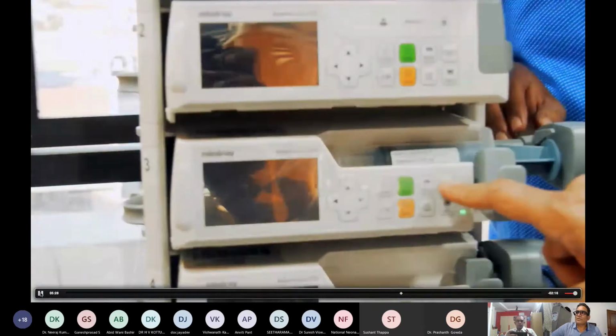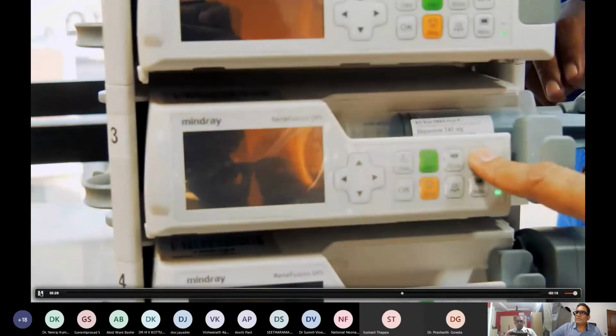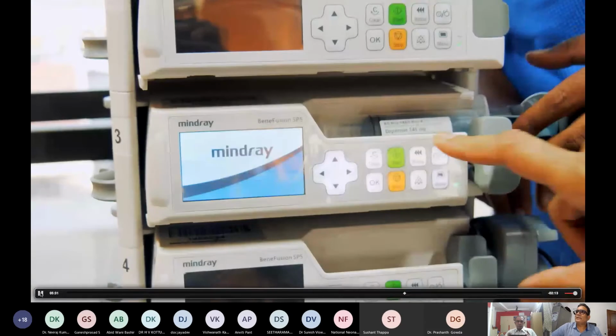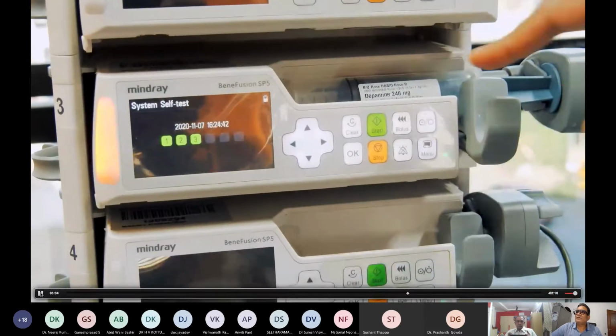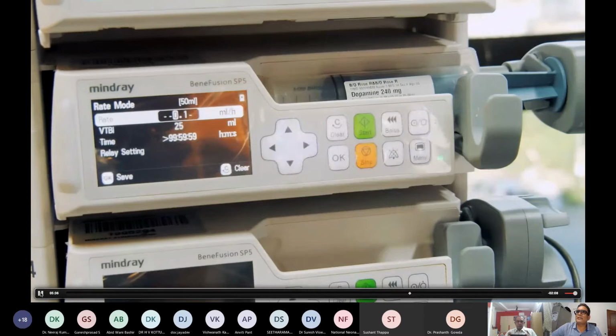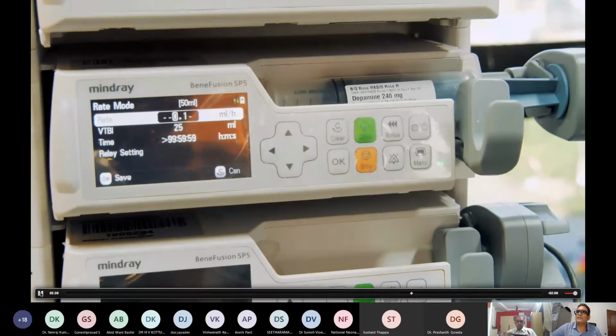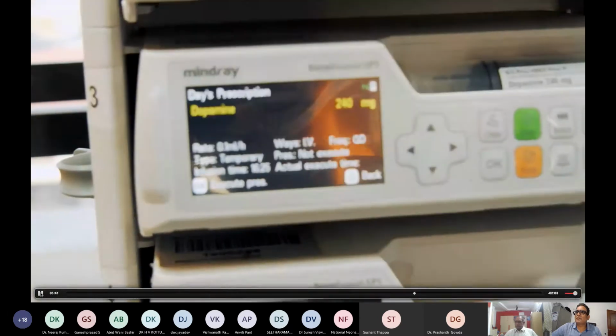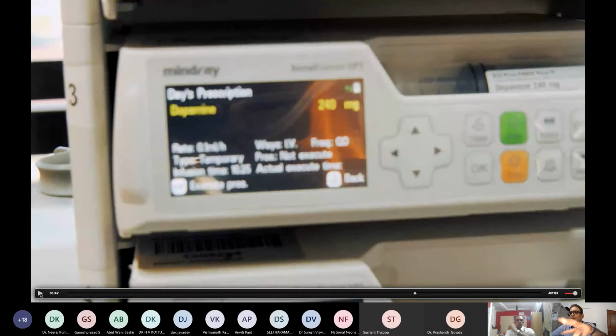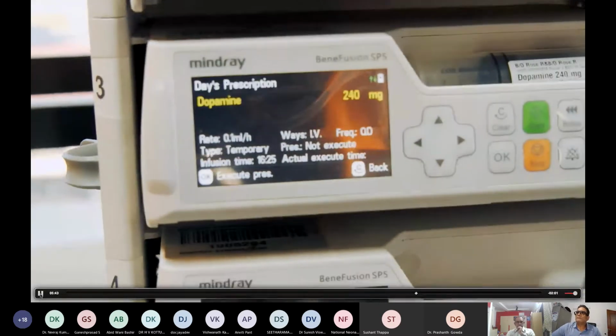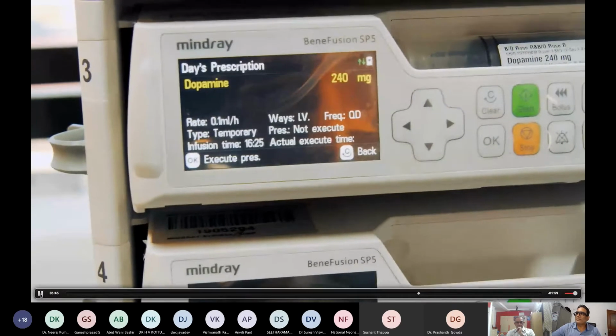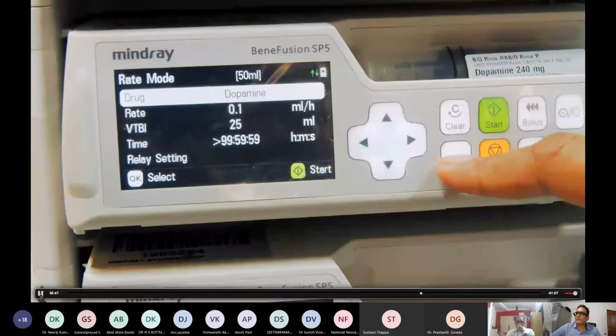you switch on the syringe pump, and dopamine should be displayed there. So it will change now. Dopamine has come there. So it confirms that whatever you've prescribed is coming there, and that's the same medicine that you're keeping. And then you confirm it and then start the pump.